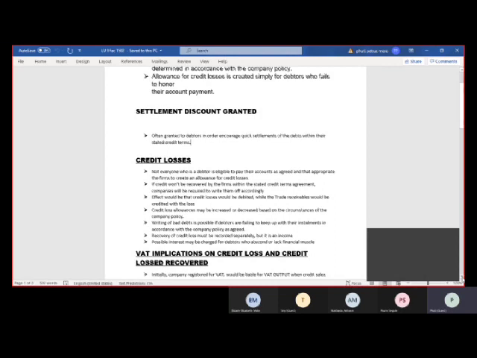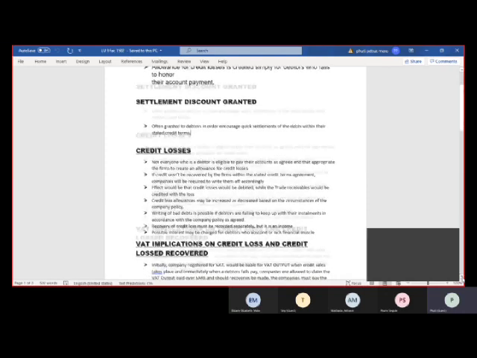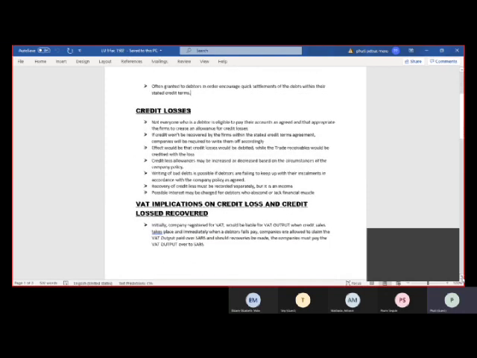Okay. So, for example, let's say you are in agreement with Woolworths and you say by the end of August, I will pay so much, and then you are failing to pay. So they've got the right, if it's within the company agreement policy, to charge you interest for late payment or for not paying at all. Right. Let's look at the VAT implications on credit losses and credit losses recovered.